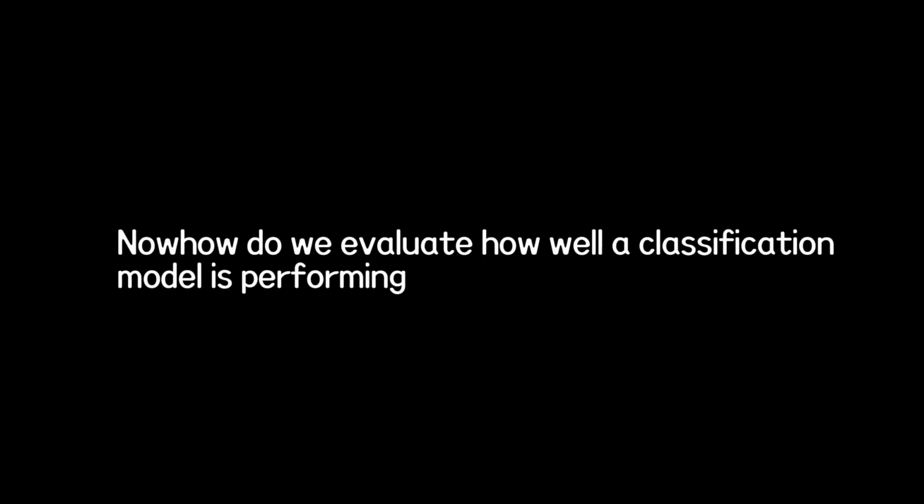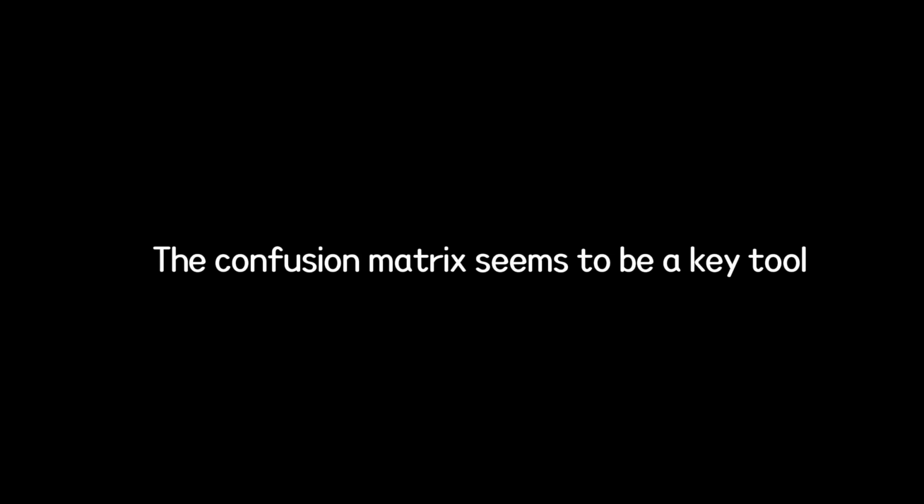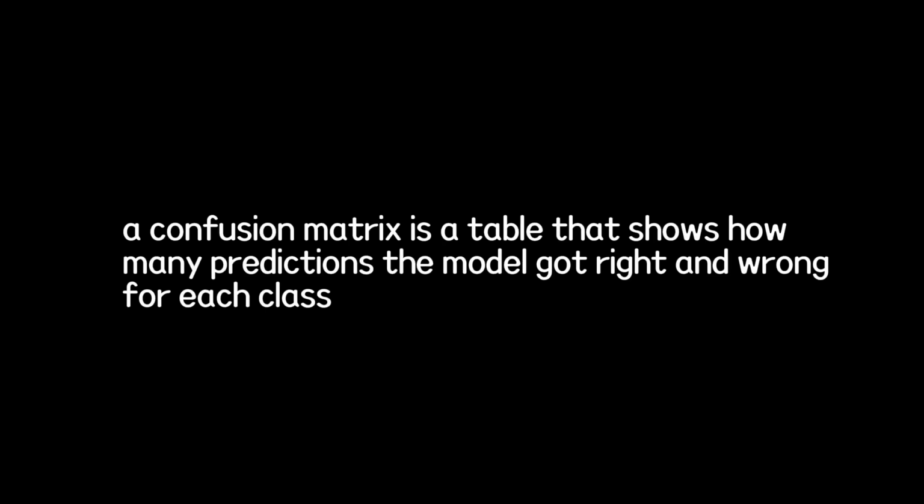Got it. Now, how do we evaluate how well a classification model is performing? The confusion matrix seems to be a key tool. Yeah, a confusion matrix is a table that shows how many predictions the model got right and wrong for each class. It tells you how many true positives, true negatives, false positives, and false negatives there are. And from that, we can calculate things like error rate and accuracy, right?